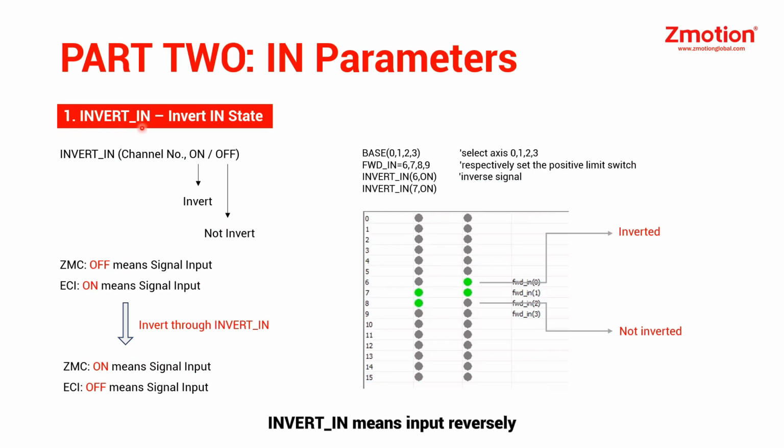Invert IN means to input reversely. Generally, on means reversed, off means not reversed. But different series of controllers have different rules. For the ZMC controller, when it is off, the IN is valid. Then if we need the inverse effect, we use invert IN. For the ECI controller, when it is on, the IN is valid. Also, if we need the inverse effect, we use invert IN. Therefore, when a special input is to be used for a ZMC controller, it needs to be inverted.